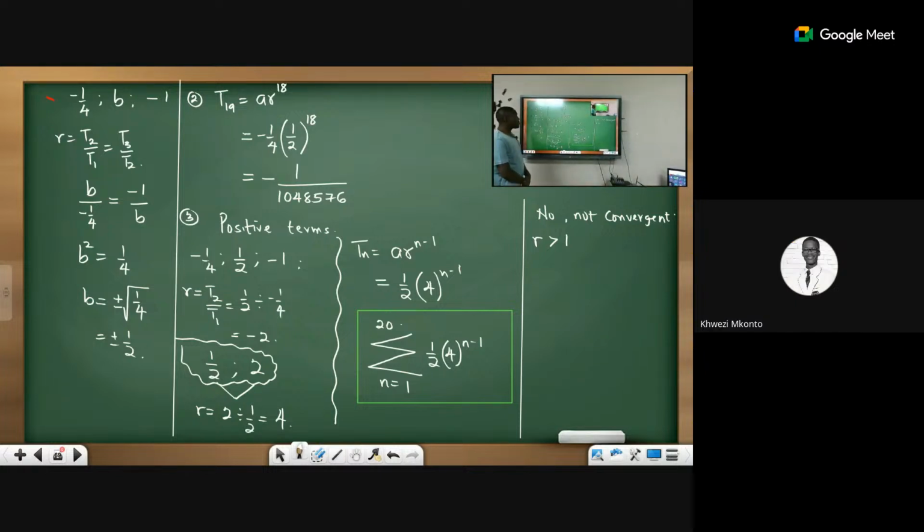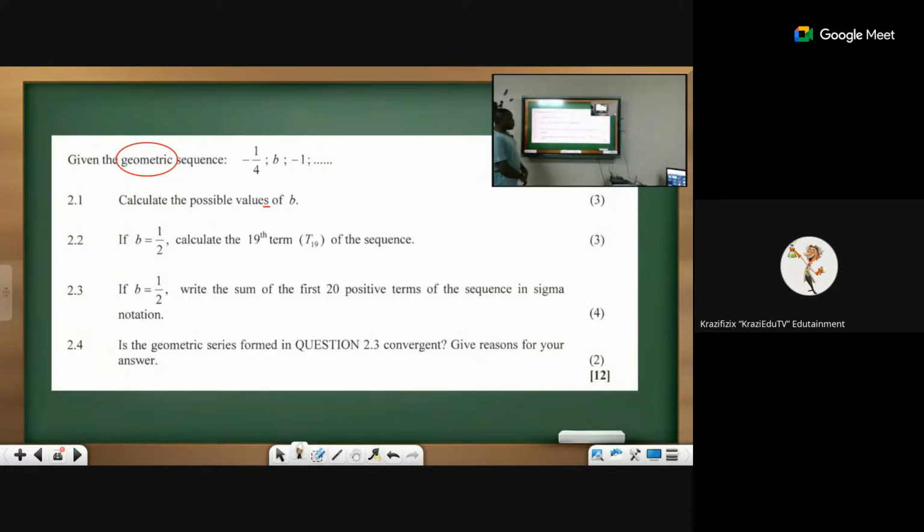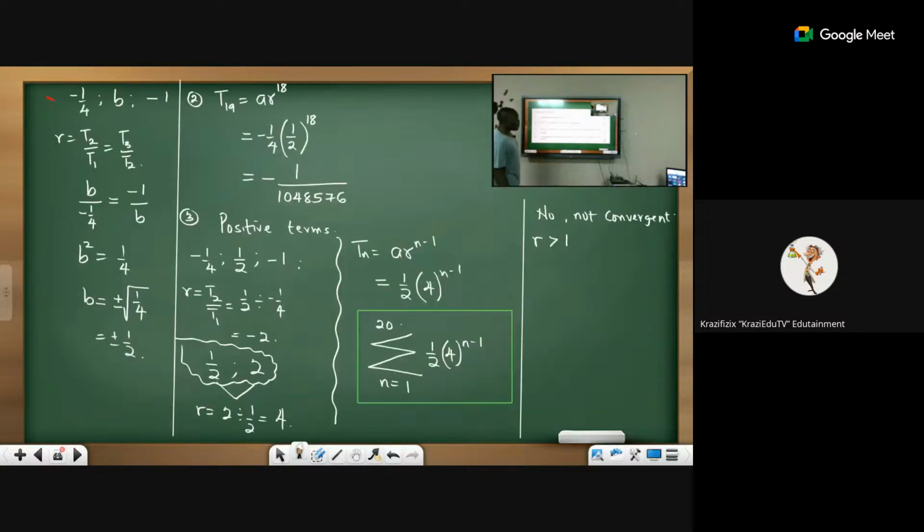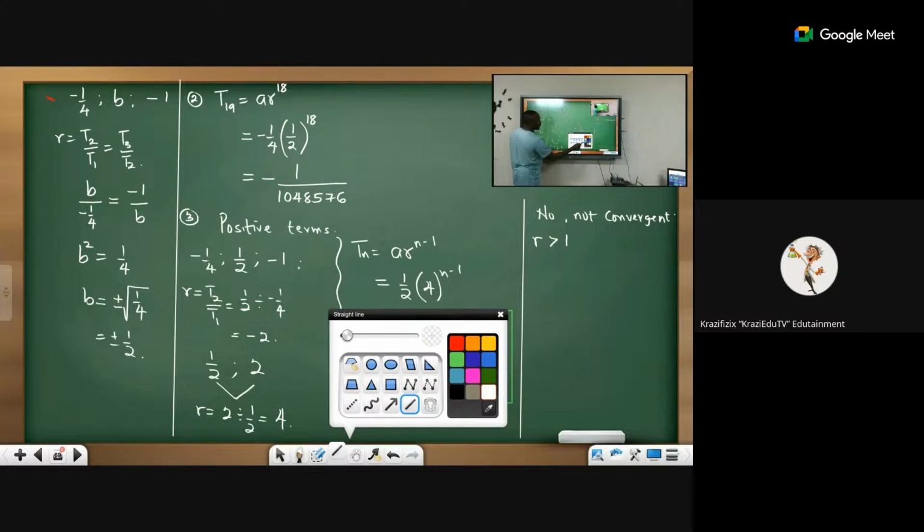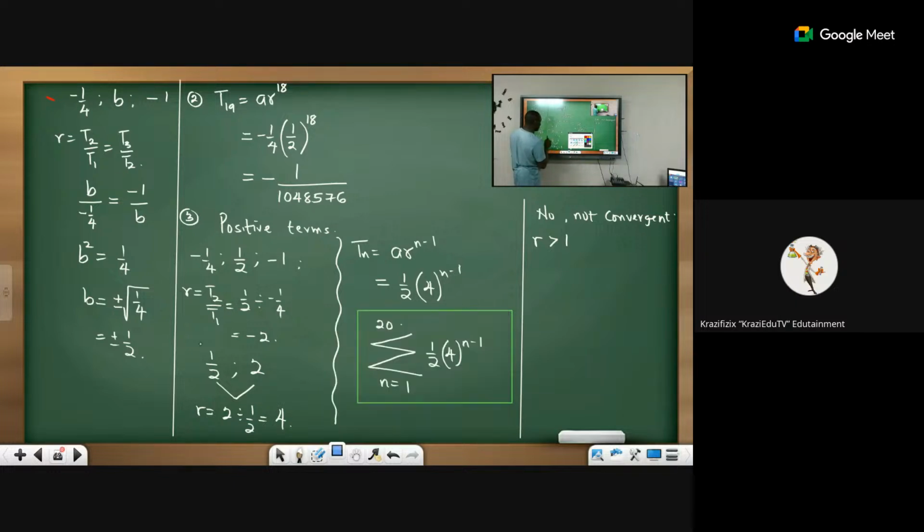Sorry, sir. Within the previous question, is a half our first term? Read the question again. What are we looking for? Write down the sum of the first 20 positive terms. So we have to extract our positive terms, and this is the one we are using. We're no longer using 1/4, -1. Negative is not positive. These are positive terms.